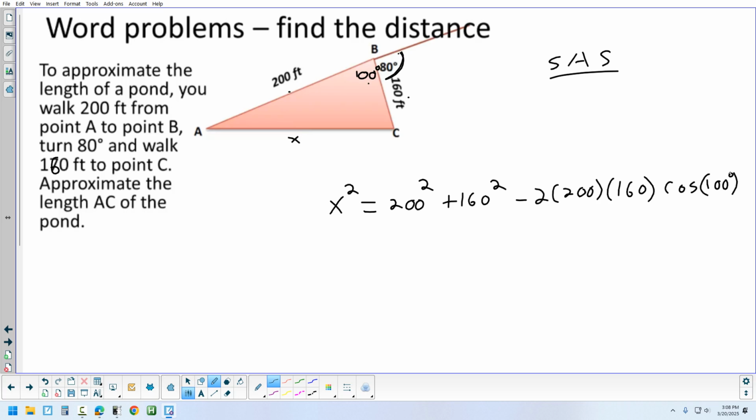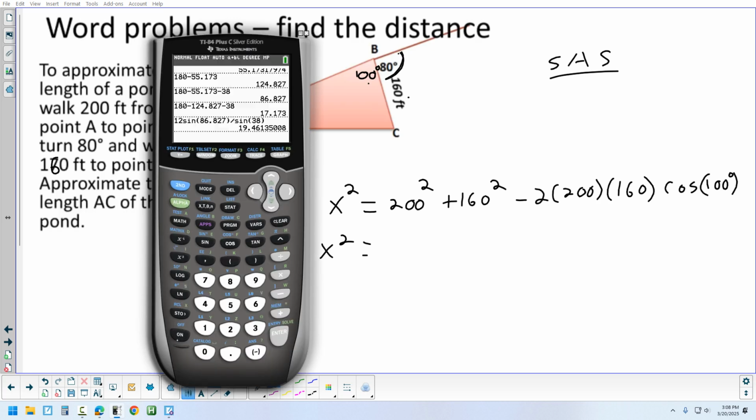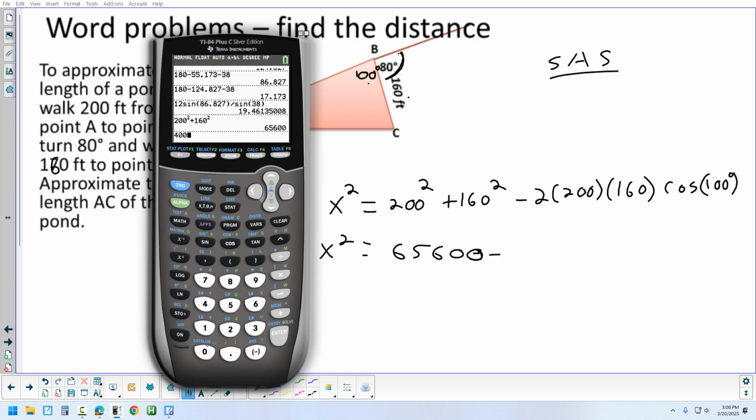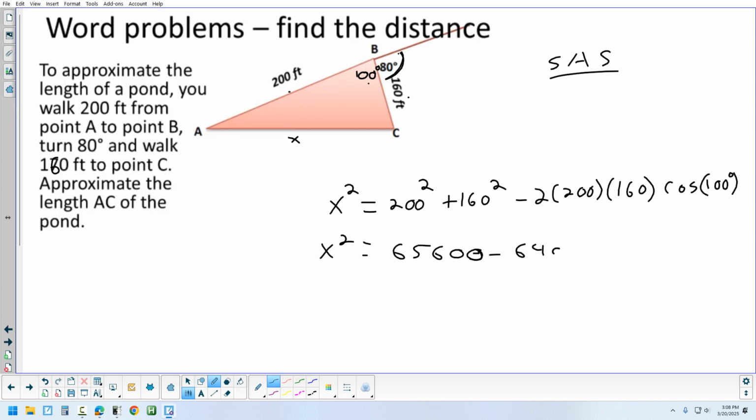Okay, so now let's work out what we can. We've got 200 squared, and then I'm going to add 160 squared, which gives me 65,600. Then I've got 2 times 200, that's 400, times 160. That gives you 64,000. At this point, we've really done as much as we can on the right-hand side without rounding.